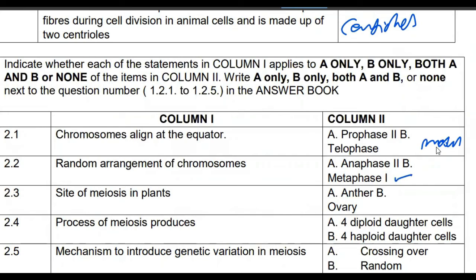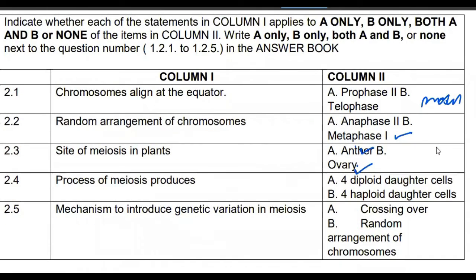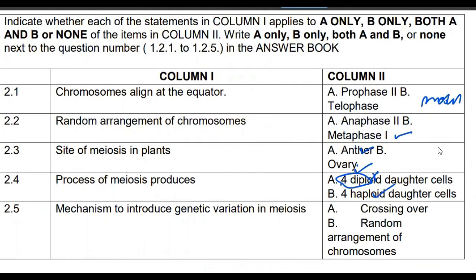So it's A, B only. The site of meiosis in plants is anthers, which is male, and ovary, which is female. The process of meiosis results in 4 haploid daughter cells, not 4 diploid. So this one becomes wrong, and this is the correct one. The mechanism to introduce genetic variation, crossing over, is correct. Random arrangement of chromosomes is also correct. So it is both A and B.